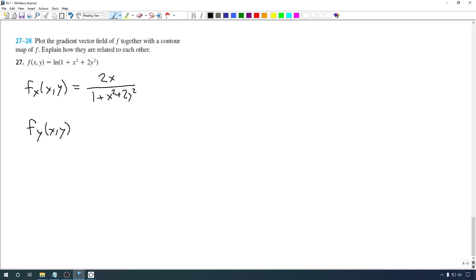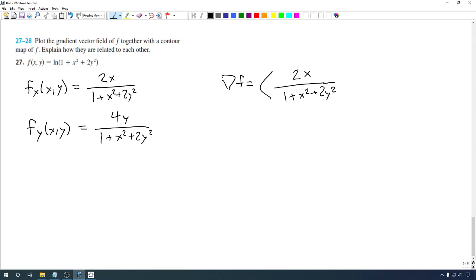Derivative with respect to y is basically the same idea. We still have that same inside, so we still have the same thing on the bottom. This time the derivative of the 1 plus x squared plus 2y squared is with respect to y instead of x, so the derivative there is 4y. So you can say the gradient of f is this whole thing, followed by this whole thing.